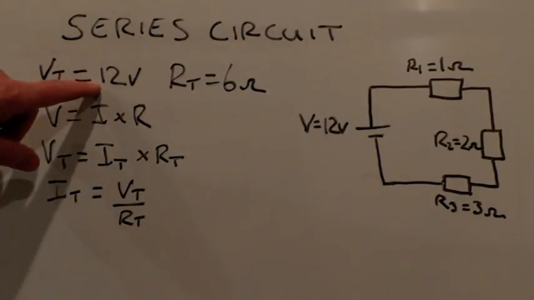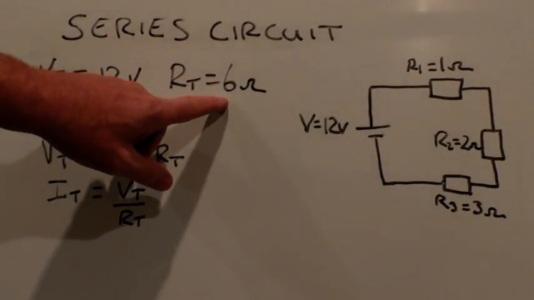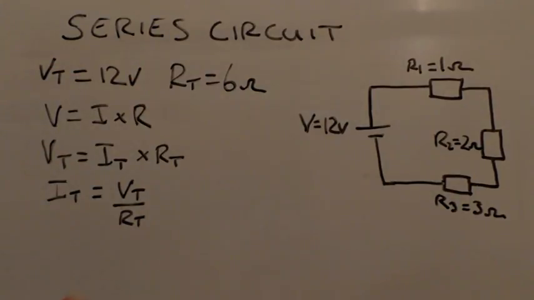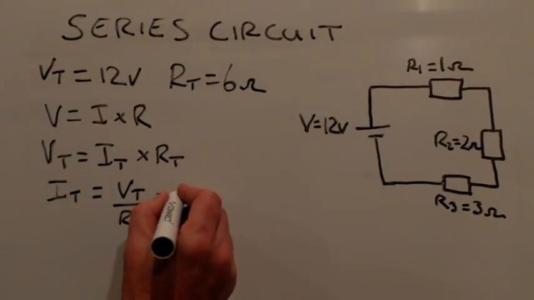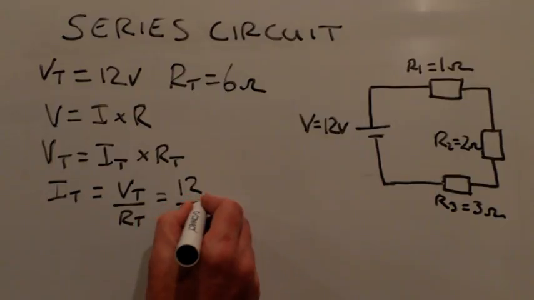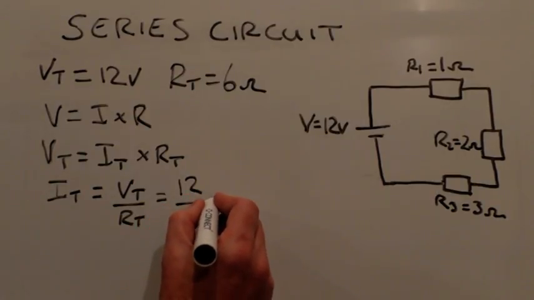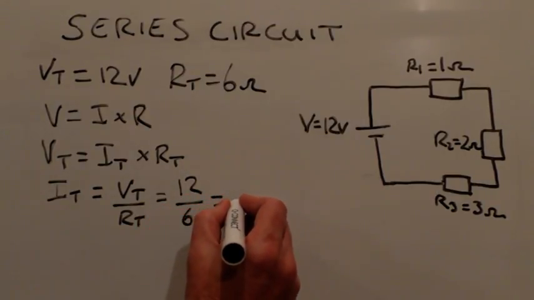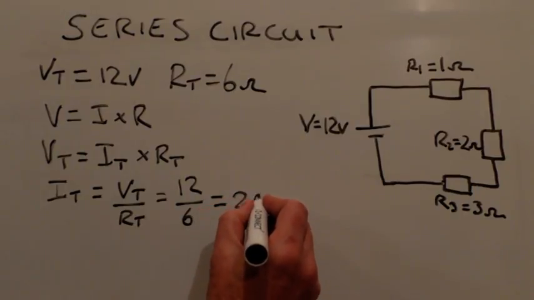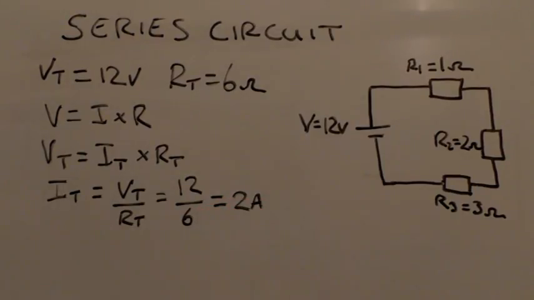Now, doing some algebraic manipulation on that, we get IT for the total current equals VT divided by RT. Now, we know the value of VT and we know the value of RT, so we can actually put those in. So that equals 12 divided by 6. So that is going to give us 2 amps. So IT is going to equal 2 amps.